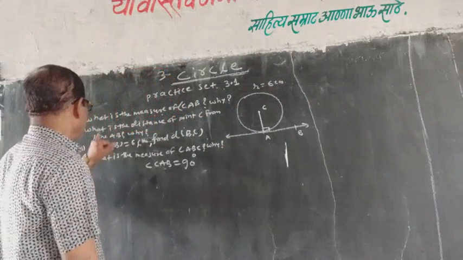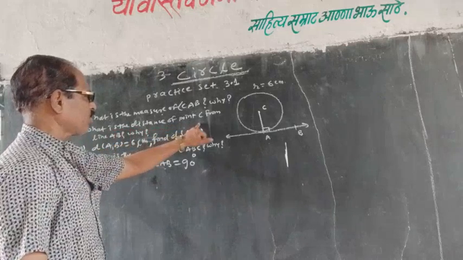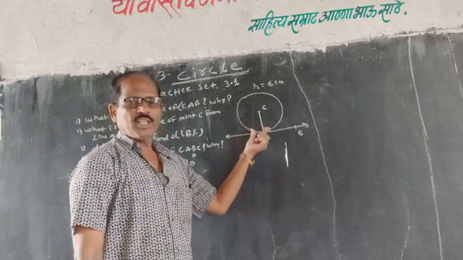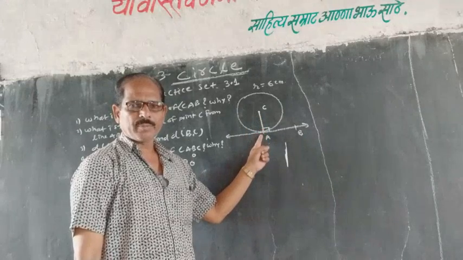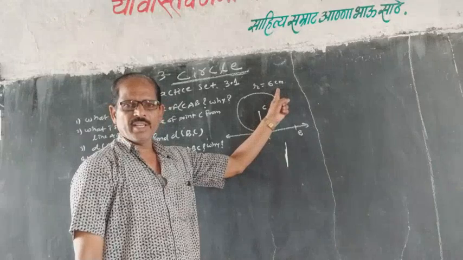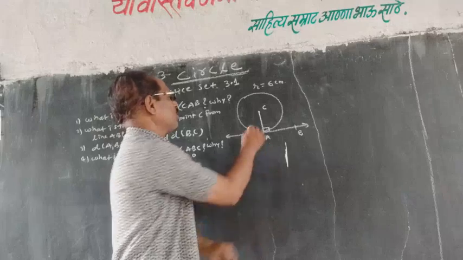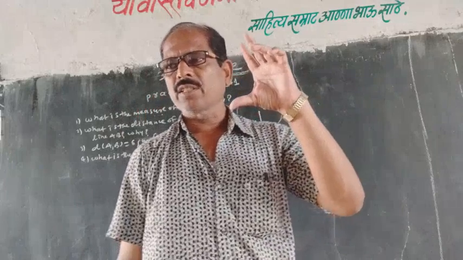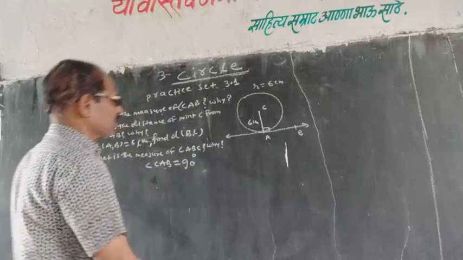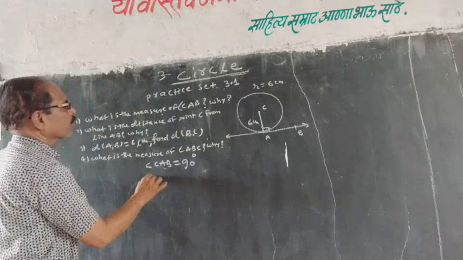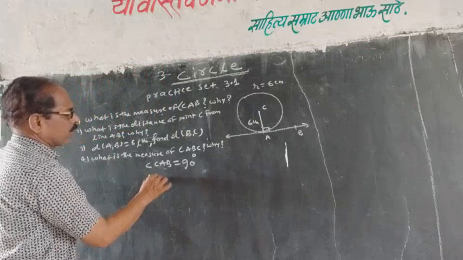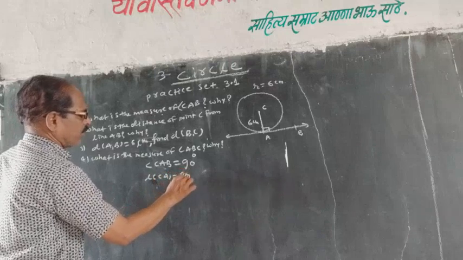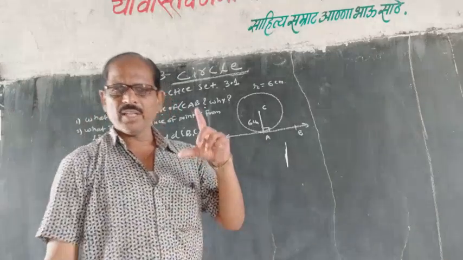Second one, what is the distance of point C from line AB and why? For the distance from C to line AB, we have the radius of the circle as 6 cm, and the perpendicular distance from C to A is 6 cm. Therefore, the length of CA is equal to 6 cm, and the reason is perpendicular distance.